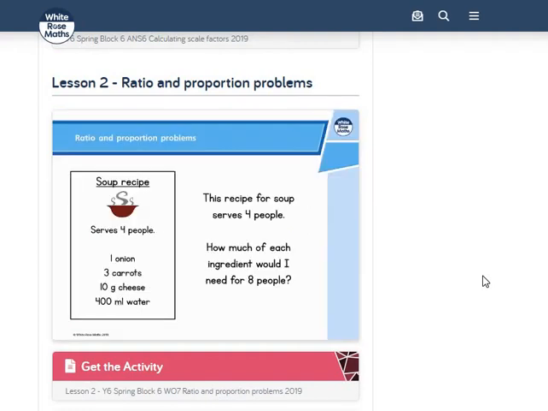We're going to start thinking now about putting some of the learning we've done about ratio and proportion into practice. So we've got a recipe for soup here. It serves 4 people. It needs an onion, 3 carrots, 10 grams of cheese and 400 ml of water. I don't recommend making this soup, but it's just for a little problem today. So the question asks, this recipe for soup serves 4 people. How much of each ingredient would I need for 8 people? If you want to have a go for yourself before we have a go together, that's absolutely fine. Pause the video. If not, we're going to carry on together.